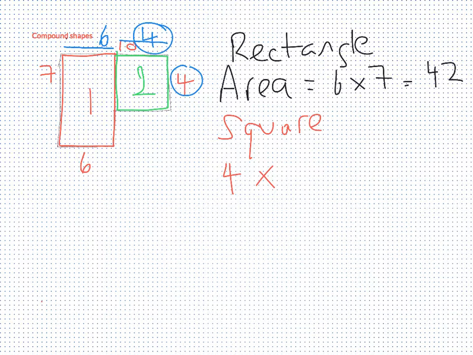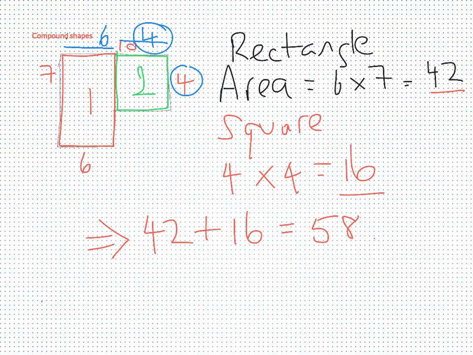So we'll say it's 4 times 4, which is 16. Therefore, the entire size of this compound shape is going to be 42, which is the area of the rectangle, plus 16, which is the area of the square, which comes to 58. 58 square units is the area of that compound shape.